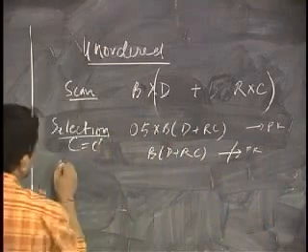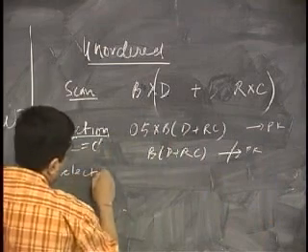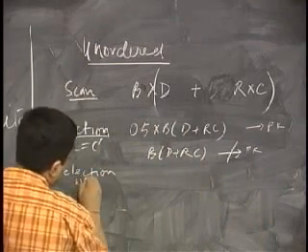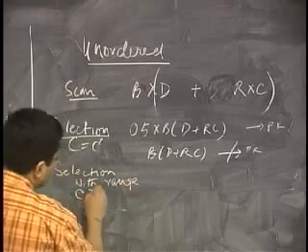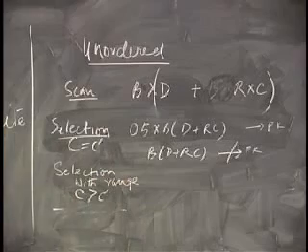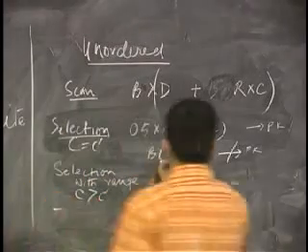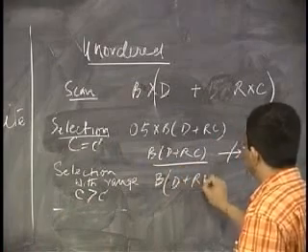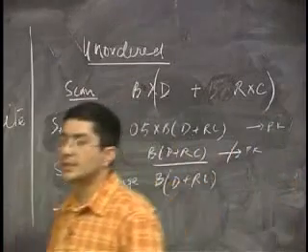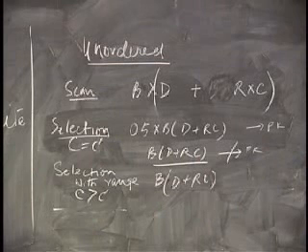Now let's think of selection with range, in which we have C greater or less than C prime. In that we will do the whole scan, so it will be B D plus RC, because we anticipate multiple copies of the thing being selected.